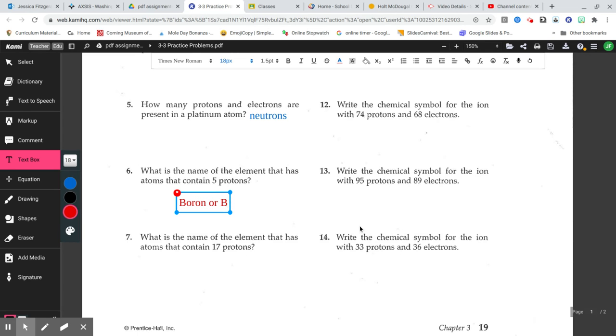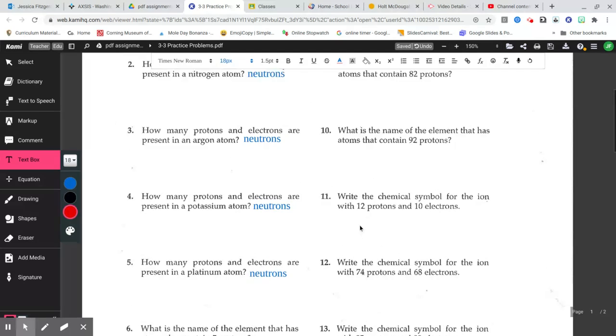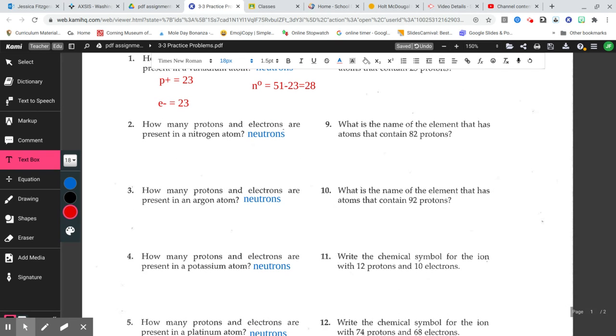So number 6 is a model for 7 through 10, where you're going to write the name or the element symbol given your number of protons. Again, protons is the same as your atomic number.